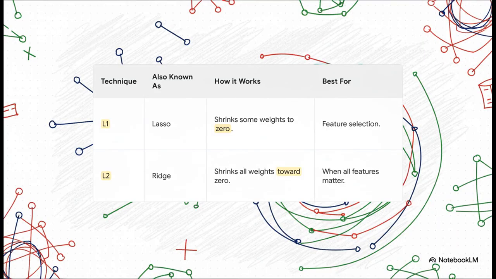For linear models, the two big ones you'll see are L1 and L2. The key difference to remember is that L1, also called Lasso, is so strict it can actually shrink some feature weights all the way to 0, basically doing automatic feature selection for you. L2, or Ridge, is a little gentler. It shrinks all the weights to be smaller but doesn't usually eliminate them, which is great when you think all your features have at least some importance.